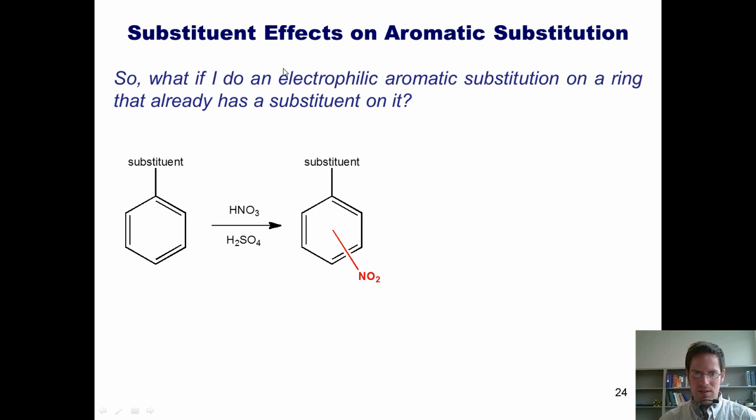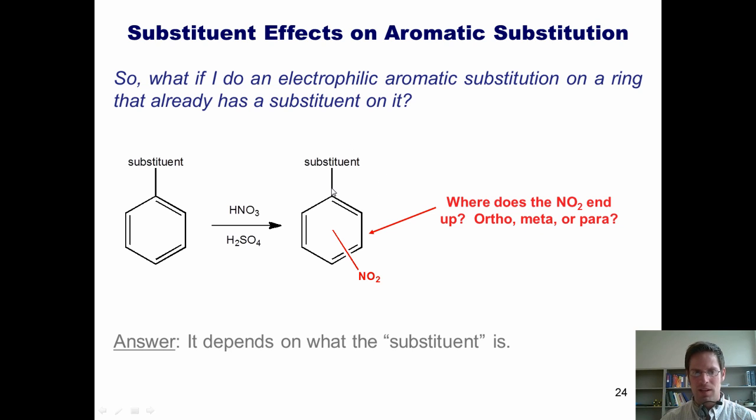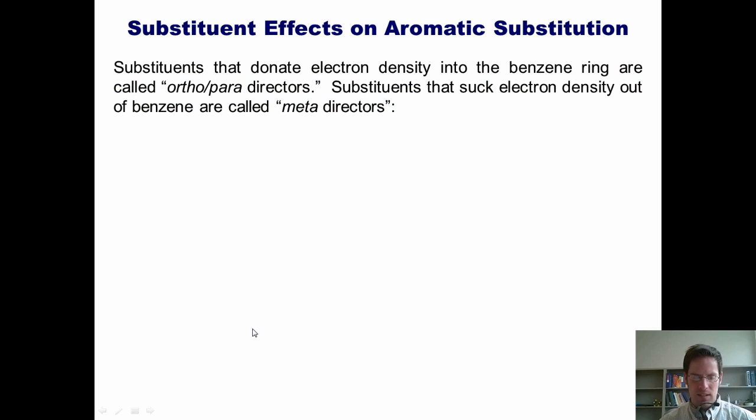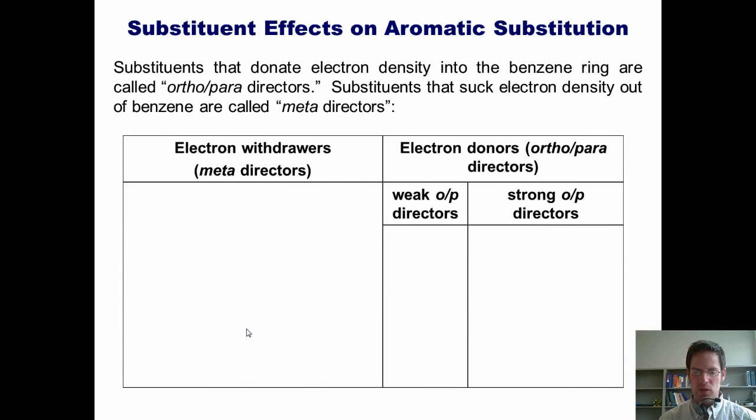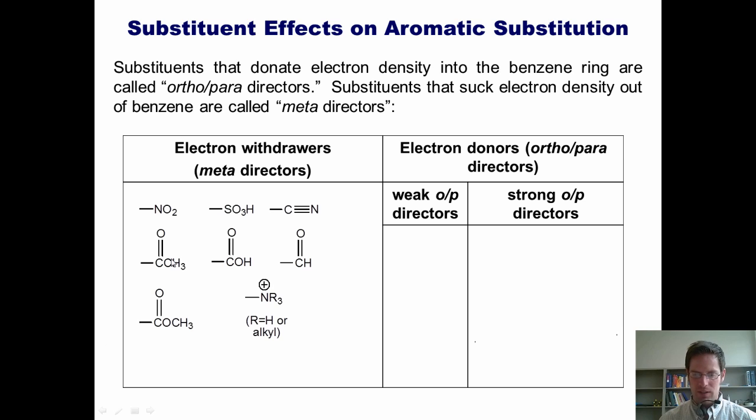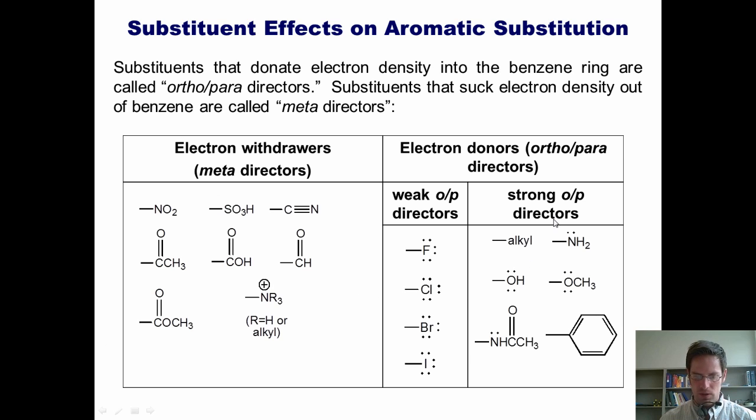So where does the NO2 end up? Does it end up ortho, meta, or para relative to the substituent? The answer is it depends on what the substituent is. Substituents that donate electron density into the benzene ring are called ortho-para directors. Substituents that suck electron density out of the benzene are called meta-directors. Our table here shows several withdrawers, which are meta-directors, as well as several donors, which are ortho-para directors.